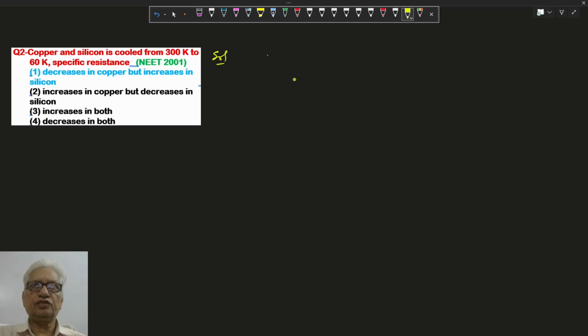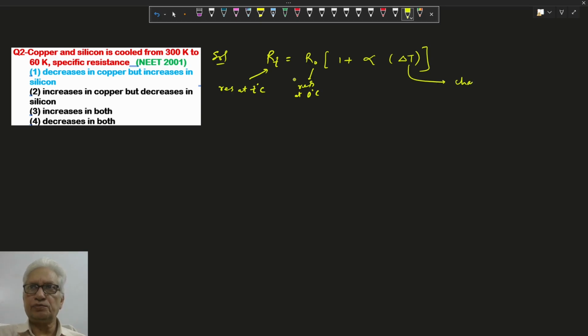Here the option is correct. You know the formula of resistance dependency on temperature is R_T = R_0 (1 plus alpha delta T), where R_T is the resistance at T degree Celsius, R_0 is the resistance at 0 degree Celsius, and delta T is the change in temperature, and this alpha is called the temperature coefficient of resistance.